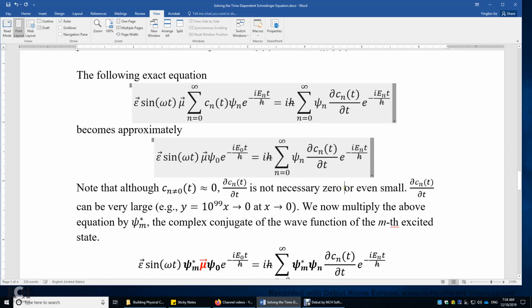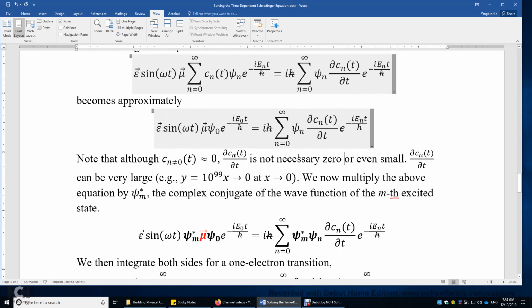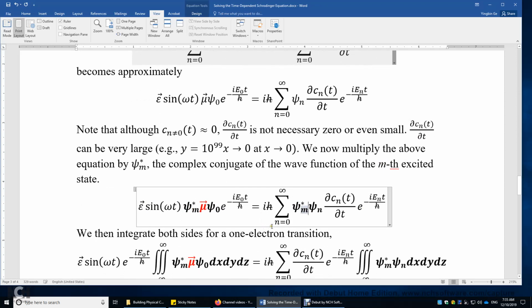There's another trick. So what we do is we actually multiply both sides by the complex conjugate of the wave function of the mth excited state. So psi sub m star. And then we integrate both sides. Why do we do this? It turns out if this psi sub m and psi sub n are orthogonal to each other, if we integrate this, the result will be a very interesting delta function. Delta equals 1 if m equals n. Delta equals 0 if m is different from n.